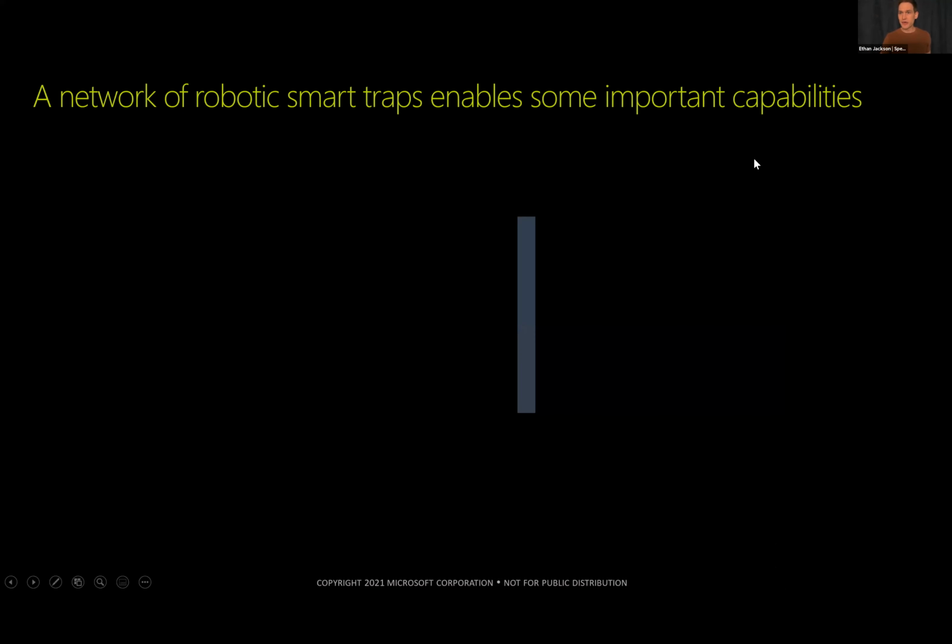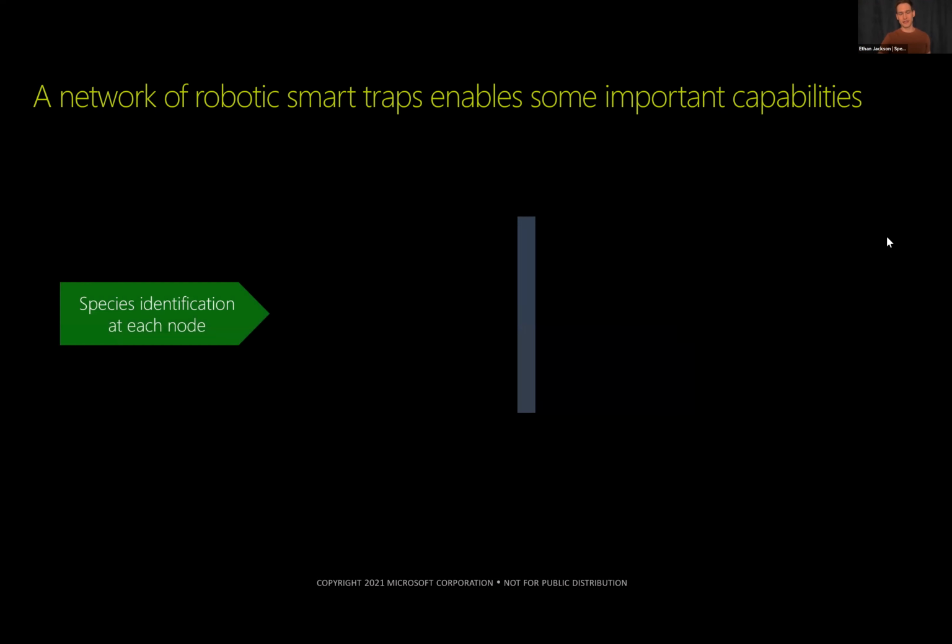So in summary, zooming back out to this notion of a sensor network, a network of robotic smart traps enables some important capabilities. Of course, it enables species identification at each node, which is a key bottleneck in the surveillance of vector-borne diseases, because you need to understand the composition of vector species. But when you have a bunch of these, you can start to aggregate them and provide new sorts of forecasts, because you can see this high-resolution temporal data across many places.